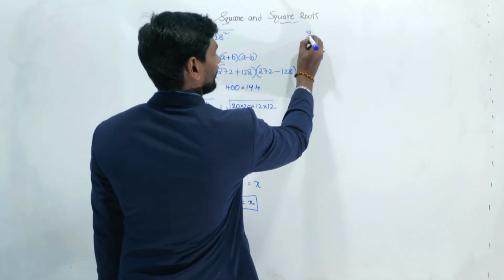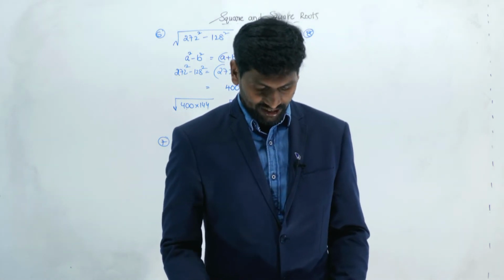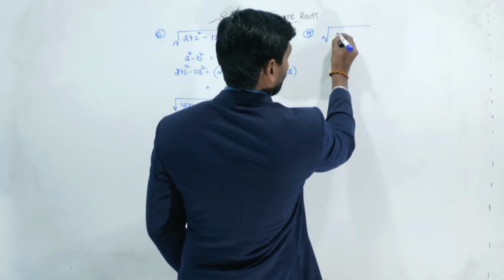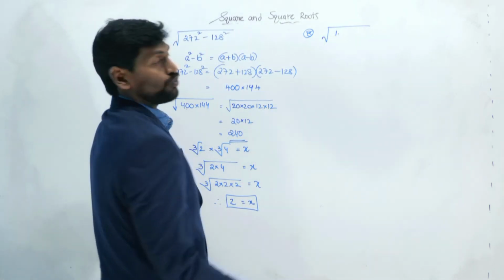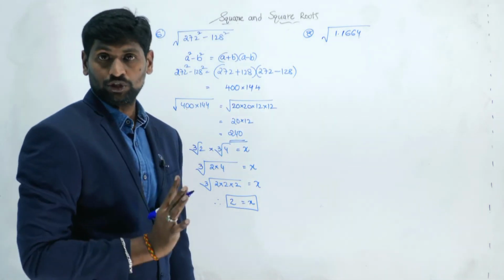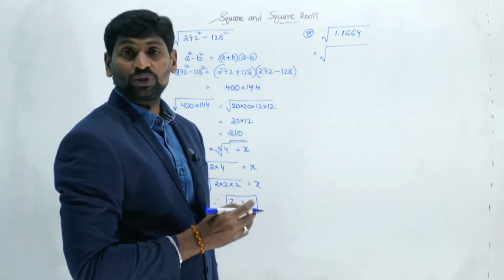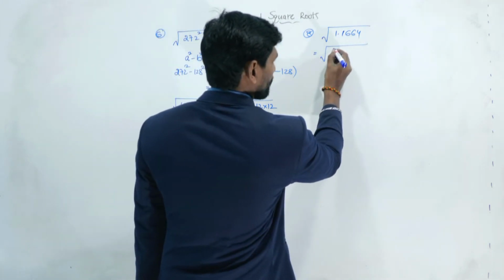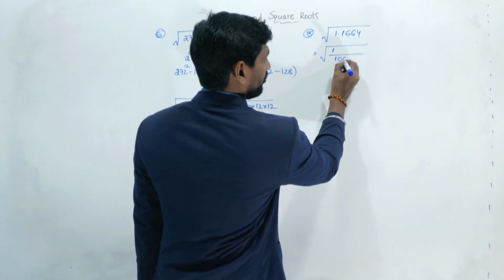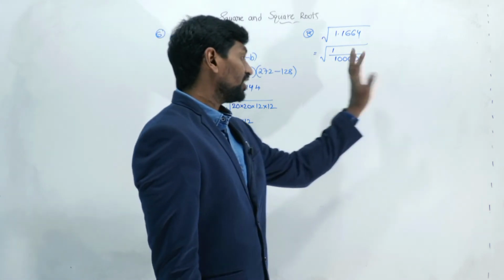Question number 8. Let us see question number 8. Find the value of the square root of 1.1664. It is a square root, not a cube root. I am changing this into decimal form. How many decimals are there? 4 decimals, so the denominator has 4 zeros. 4 zeros means 10,000, which is 100 into 100.